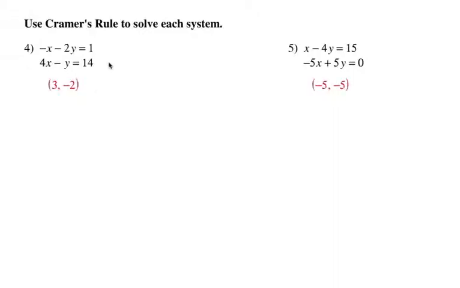You can see the final answer on number 4 is x is positive 3, y is negative 2. So here's the process in case you couldn't get that right. And you're going to do it in 3 steps. First, we're going to find the determinant of the coefficients themselves. That's the x and y coefficients. So that's going to be a negative 1 and a positive 4 for the x coefficients, and then a negative 2 and a negative 1.